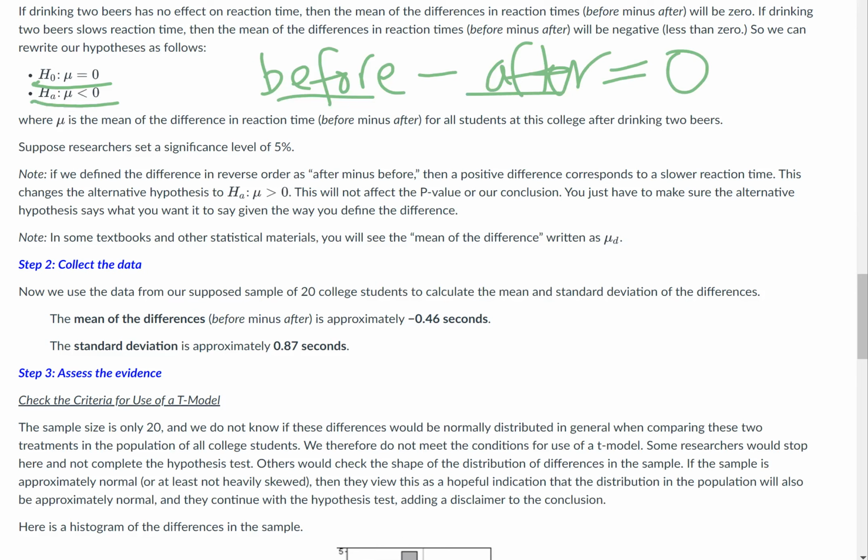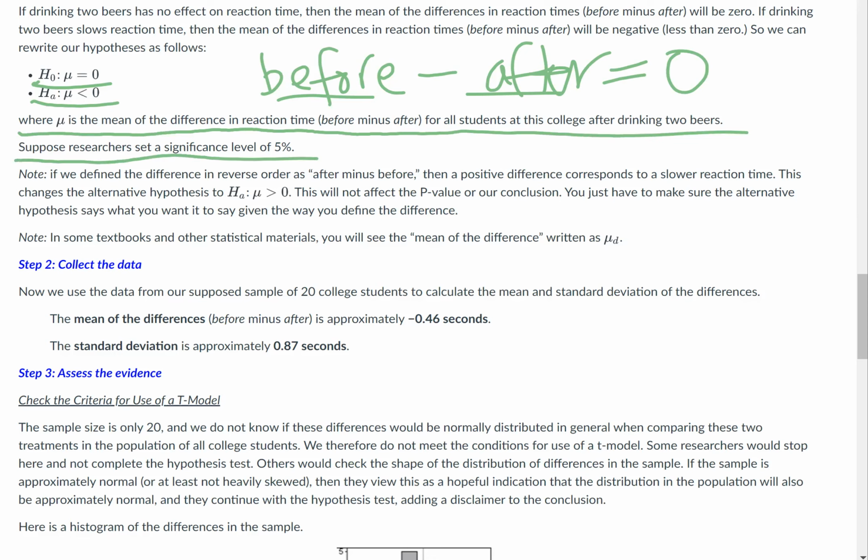But we're kind of thinking, well, I think our reaction time is going to change. It's going to be less than 0. It'll probably be negative, because remember, a negative before minus after means that your reaction time was hindered by the 2 beers, where mu is the mean of the difference in reaction time before minus after for all students at this college after drinking 2 beers.